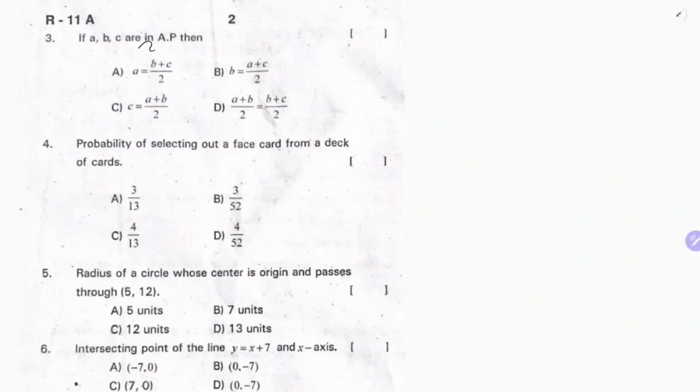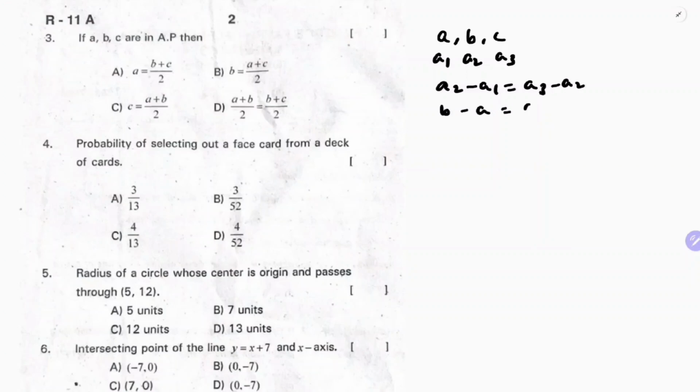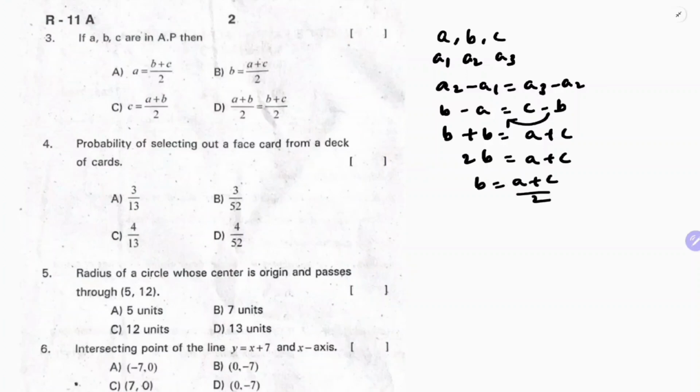So here the correct option is B. Next: if a, b, c are in AP, that is a1, a2, a3, the condition is a2 minus a1 equals a3 minus a2. So b minus a equals c minus b. Bringing this to the left side, b plus b equals a plus c. So 2b equals a plus c, or you can say b equals a plus c by 2. Or directly you can learn the formula: if a, b, c are in AP, then 2b is equal to a plus c. So the correct option is B.